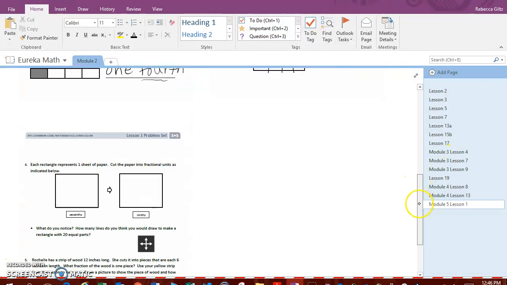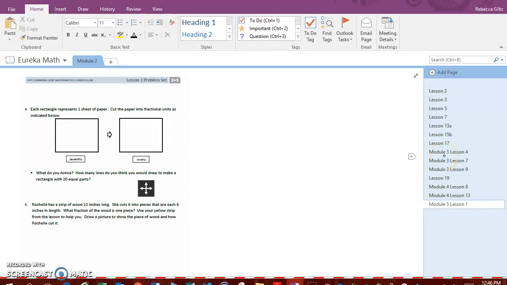Okay, so now let's go to the last part. Number 4 says each rectangle represents 1 sheet of paper. So this is a sheet of paper, and this is a sheet of paper. Cut the paper into fractional units as indicated below. Oh boy, we have 7ths. Now that's one that we haven't done before, so we want to try our best to make 7 equal sections. And 7 is an odd number. These are always more difficult because you can't divide it in half and then get equal pieces. So we're going to try 7ths and 9ths, both challenging.